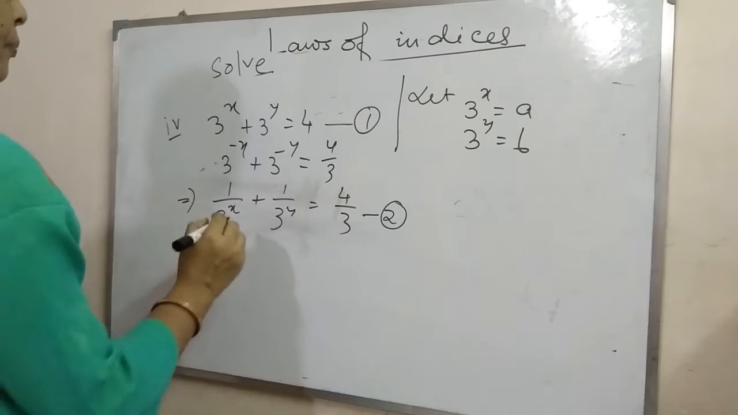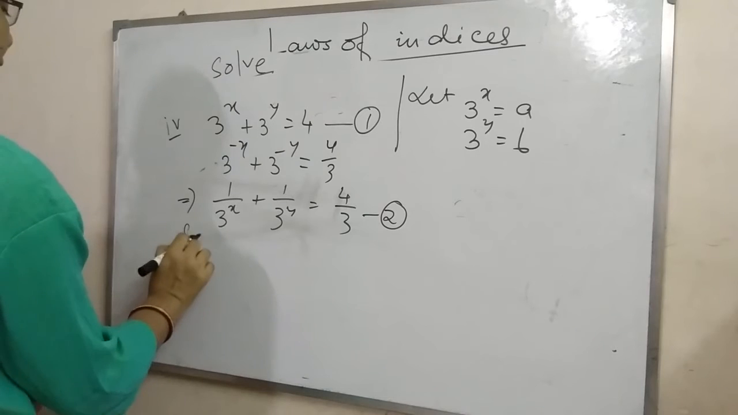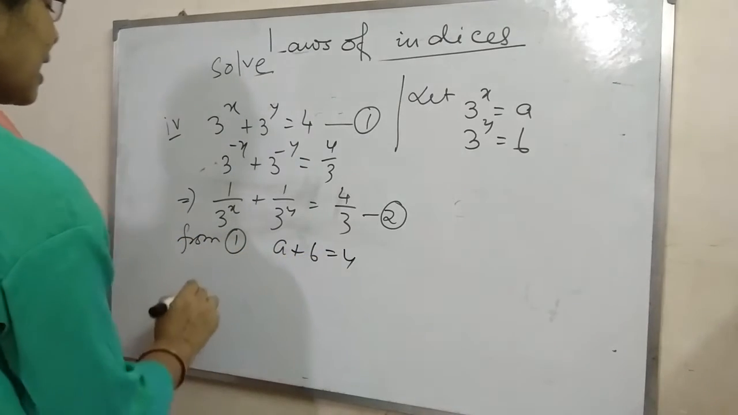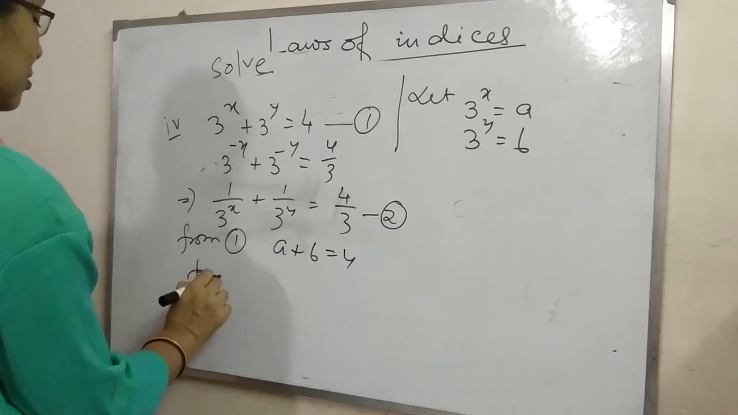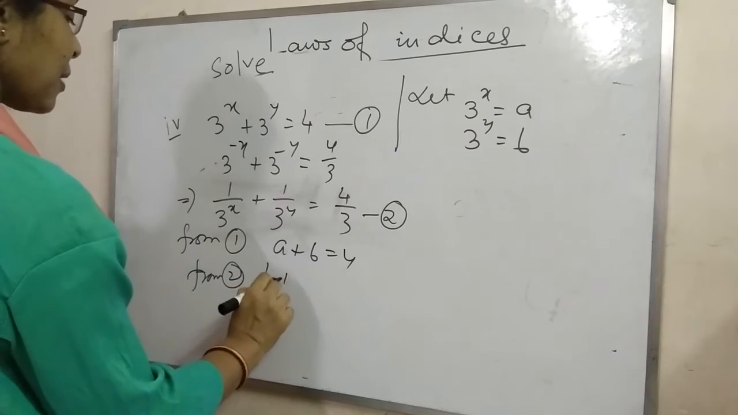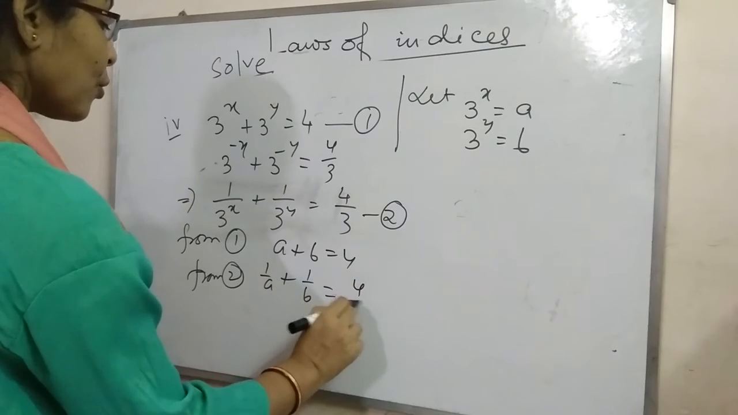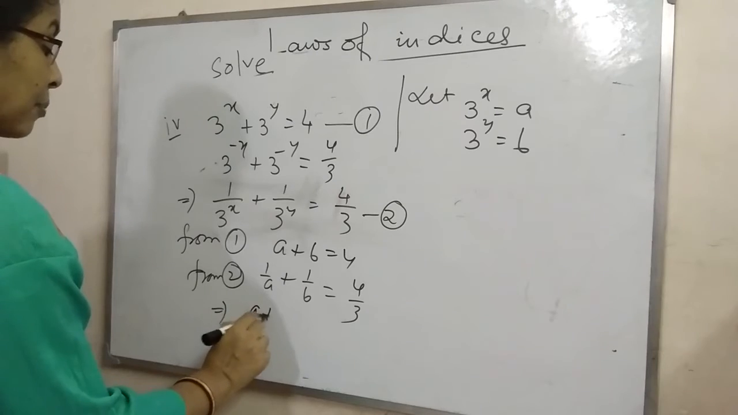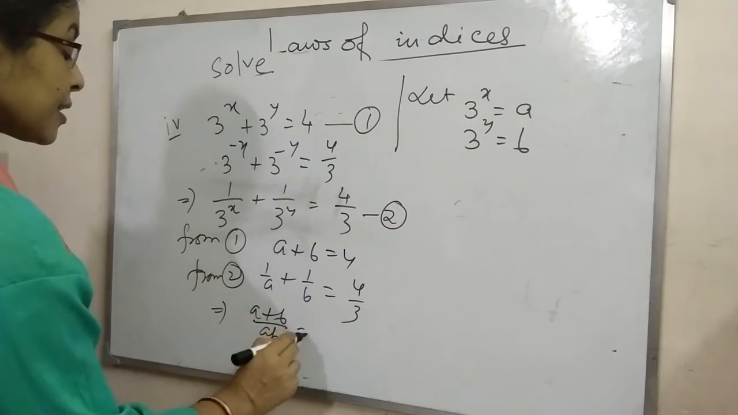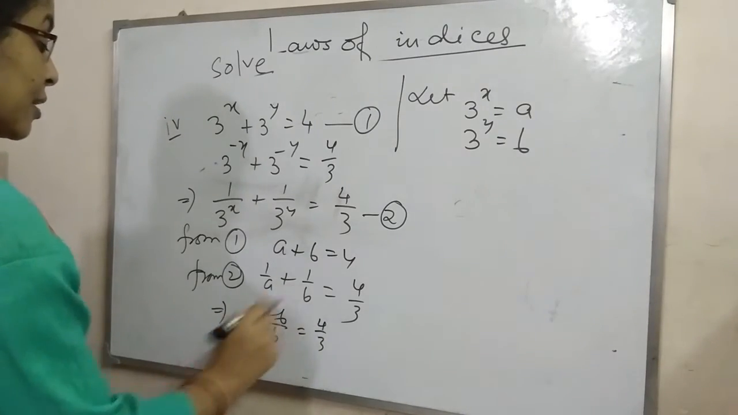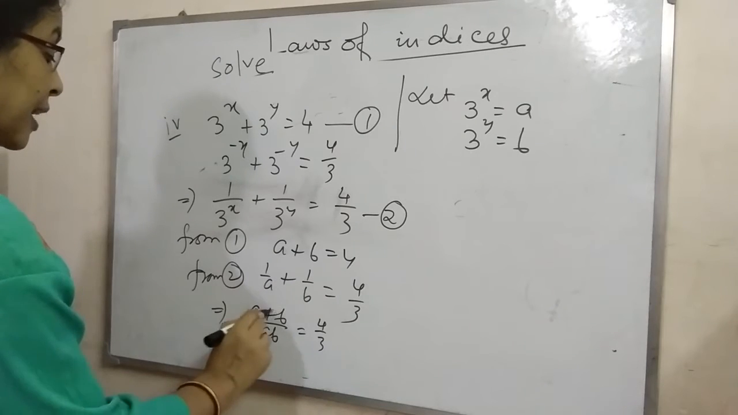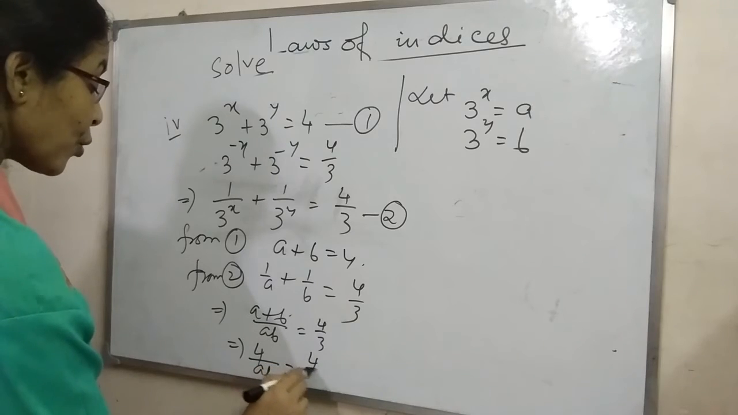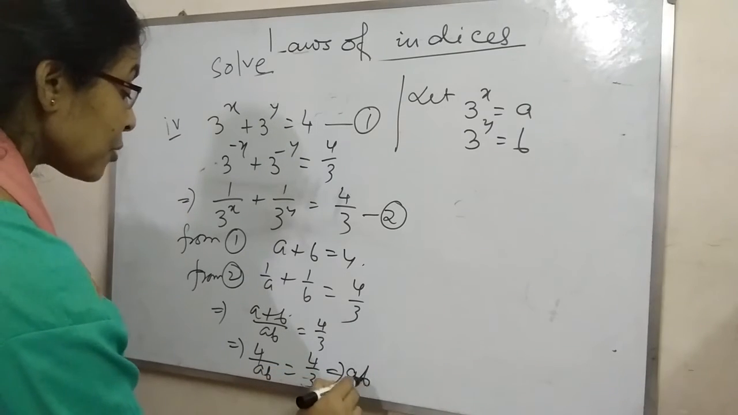You will see. From 1, I can write a plus b equal to 4, and from 2, I can write 1 by a plus 1 by b equal to 4 by 3. That is a plus b by ab equal to 4 by 3. So a plus b equals 4, 4 by ab equals 4 by 3, that is ab equal to 3.